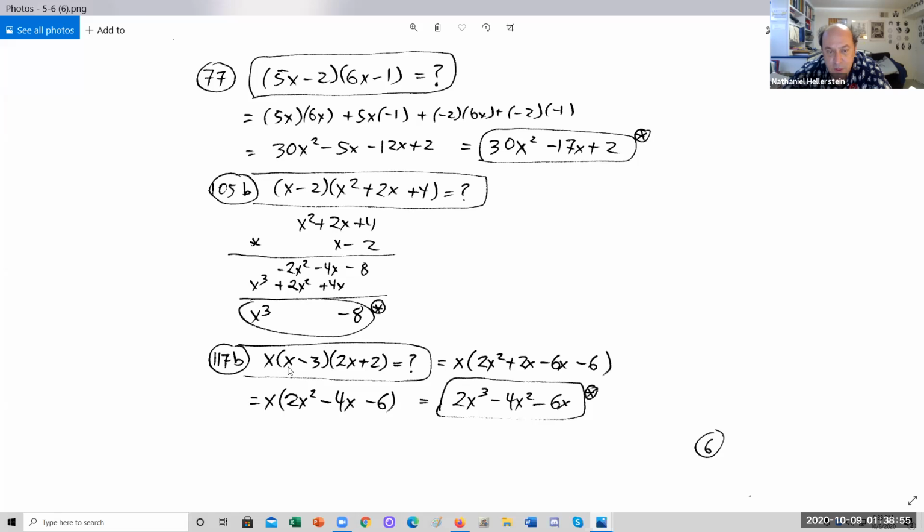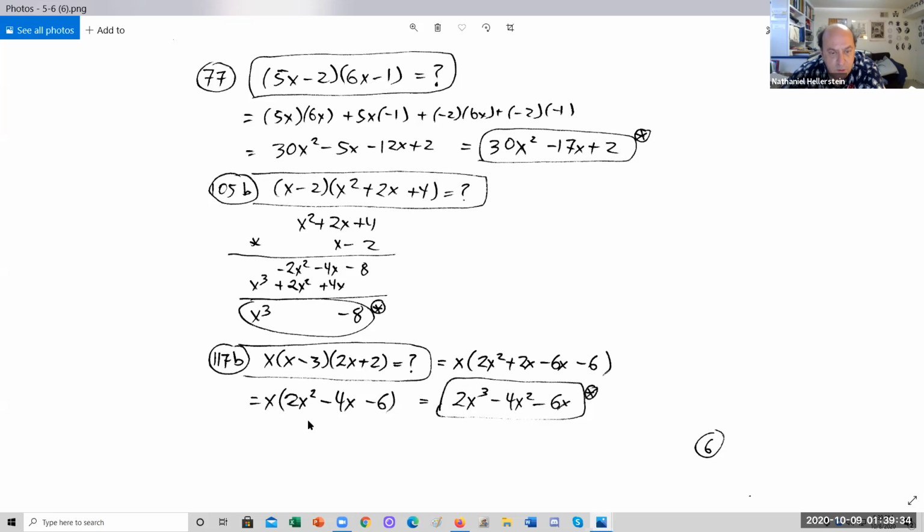All right, now here we have a three-way product. x times x minus 3 times 2x plus 2. Now I'll hold off on multiplying by x till later. So here binomial times binomial we'll do by FOIL. First, x times 2x is 2x squared. Outer, x times 2 is 2x. Inner, minus 3 times 2x is minus 6x. And last, minus 3 times 2 is a minus 6. And again, here's a 2x, minus 6x. These combine to minus 4x. So we get x times 2x squared minus 4x minus 6.